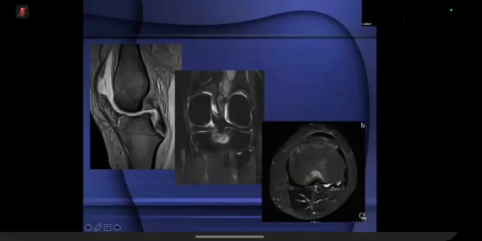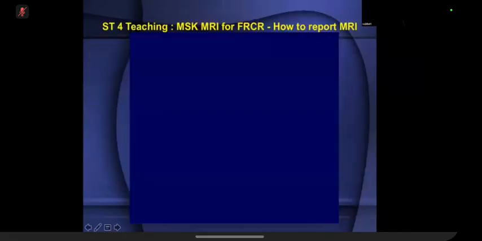On MR, of course, you will get to see bone bruising present posteriorly with a cleft separating the torn tear from the posterior margin of the tibia. And in the axial image, you just see the bone bruising present.